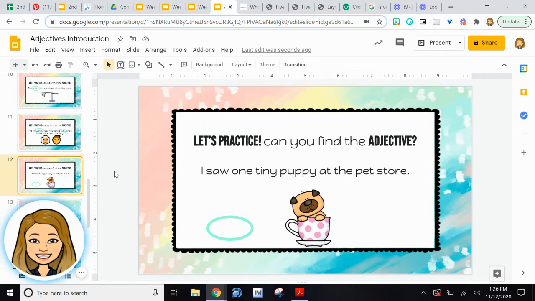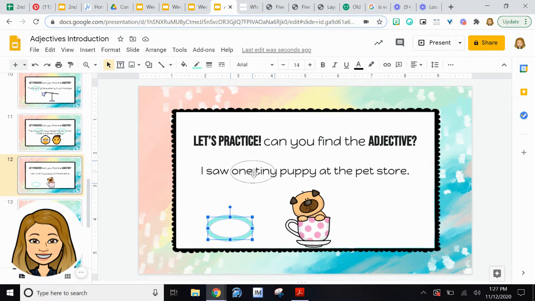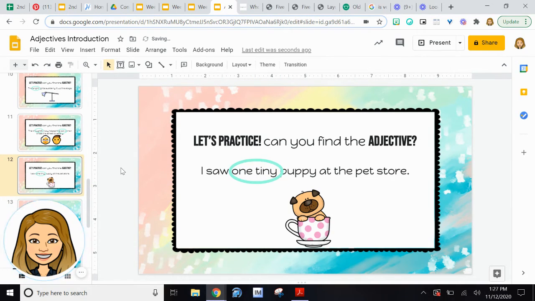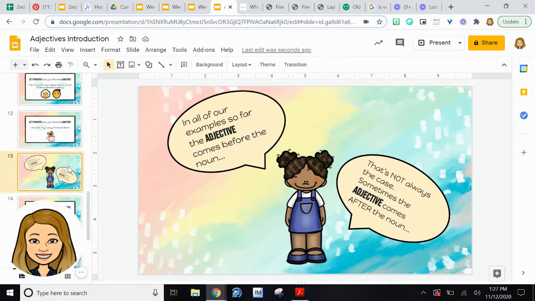I saw one tiny puppy at the pet store. Ooh, there are two adjectives in this sentence. I'm going to wait. You can go ahead and pause this video if you want to try it by yourself. You are right. It's one and tiny. It's telling us how many nouns there are, which is the puppy, and there's only one, and it's also describing the size, that he was tiny.